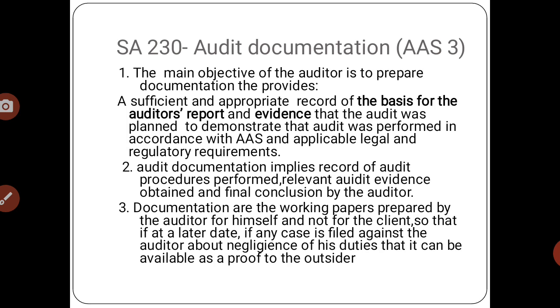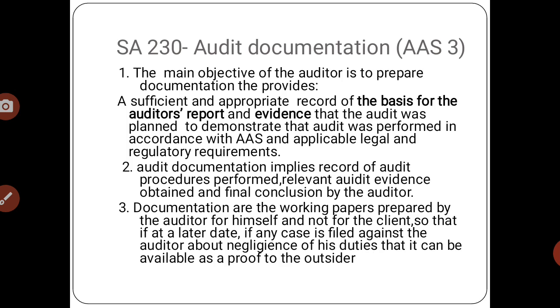The main purpose of preparing audit documentation for an auditor is to provide a sufficient and appropriate record of the basis for the auditor's report and evidences. The main scope here is that laws or regulations may establish additional documentation requirements. Anything extra or additional documentation that is required. And what is the main nature or purpose here? The main thing is evidence of the auditor's basis for the auditor's report.